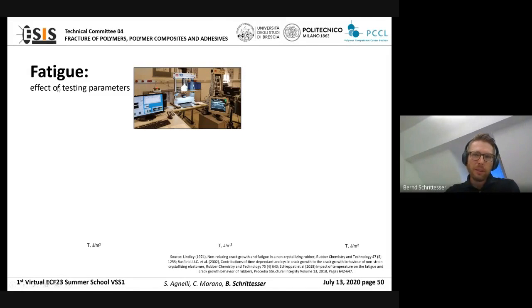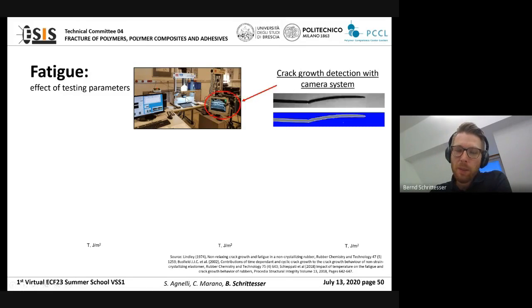Effect of testing parameters. As we are doing these tests, we have a lot of different influencing parameters and a lot of different influencing effects. The first influencing effect is for sure the crack growth, and this is also a very critically influencing effect. Therefore, it needs a camera system to directly record the crack growth in the material and in the specimen, because otherwise you cannot really distinguish between X and Y, and it makes a difference then finally to calculate your different energies.